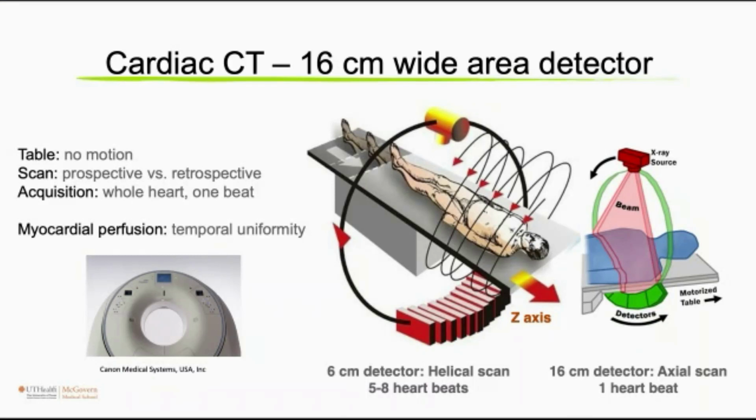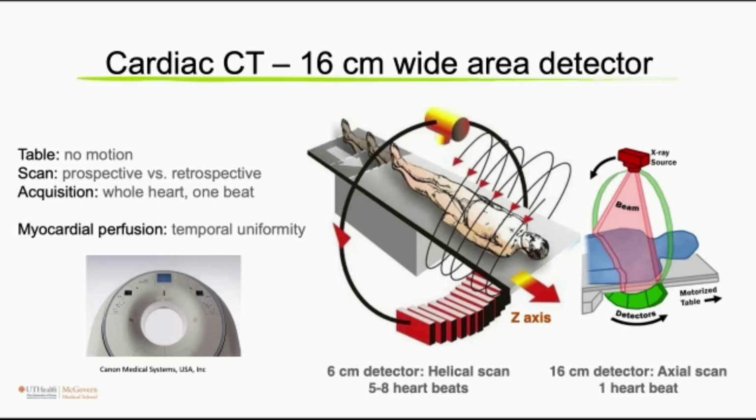We have the benefit of using a 16 centimeter wide area detector scanner. It allows us to scan the whole heart in one heartbeat without moving the table. This leads to great reduction in artifacts, also leads to dose reduction, which we always appreciate. We tend to scan either prospective or retrospective, depending on the indication and the protocol that we use.